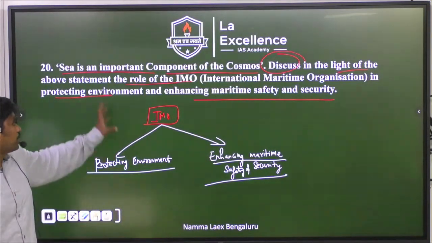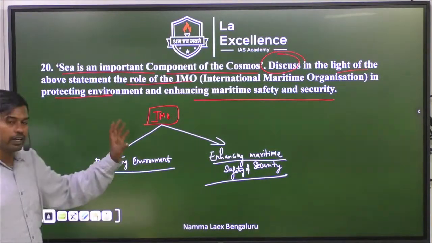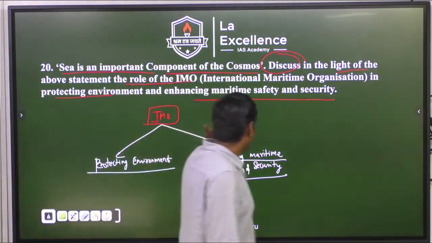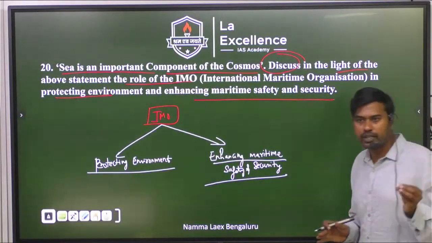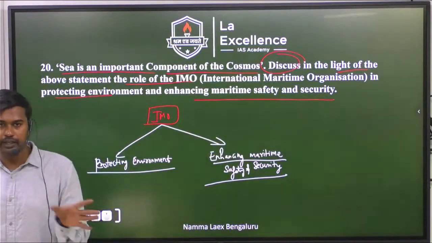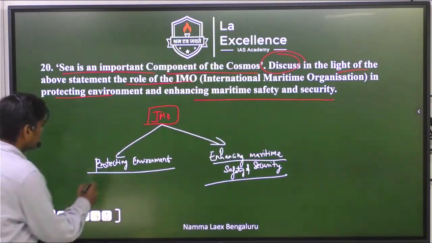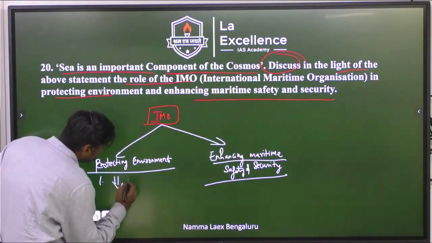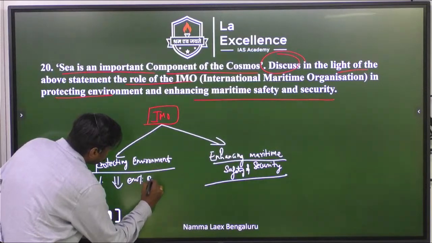So this question is concerned with two things only. What are they? Protecting the environment, what is IMO doing? And enhancing maritime safety, what is IMO doing? Is it clear? The question is very direct. Now, when it comes to protecting the environment, IMO is actually trying to reduce the pollution, right? Reduce the environmental pollution.